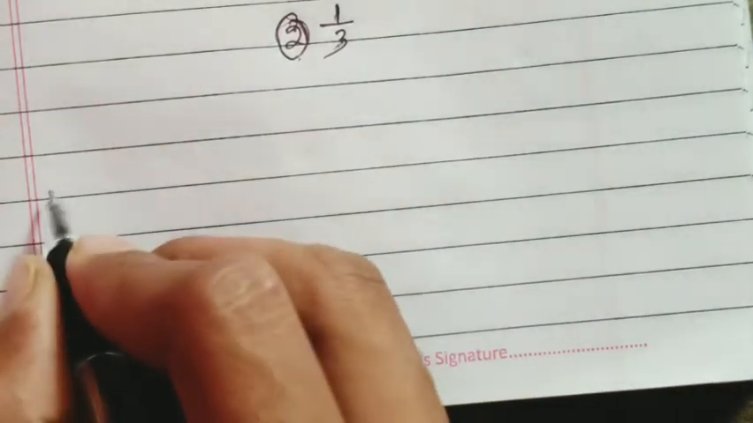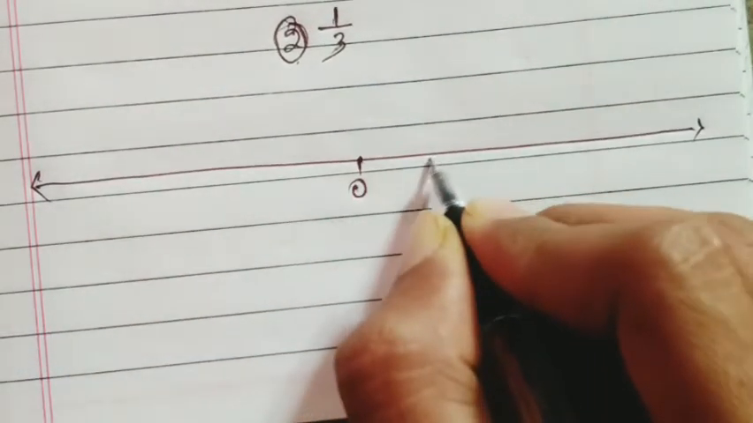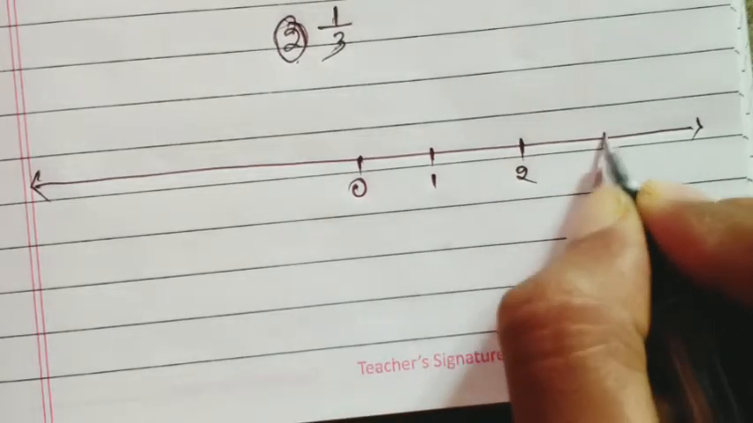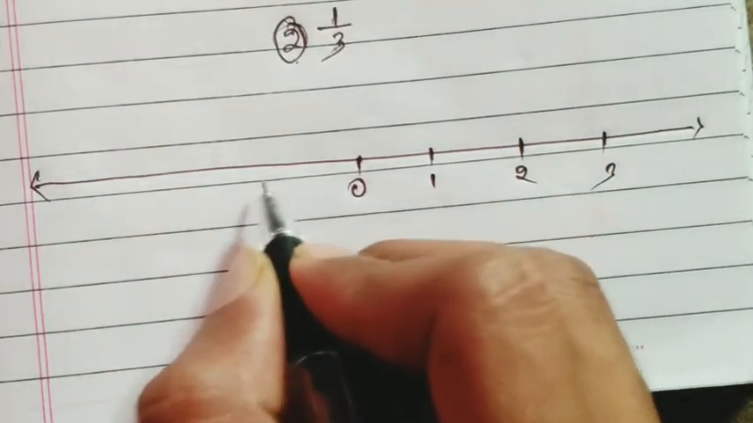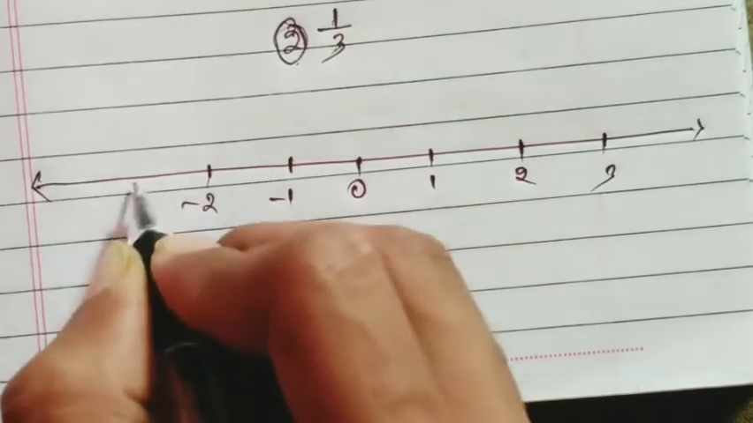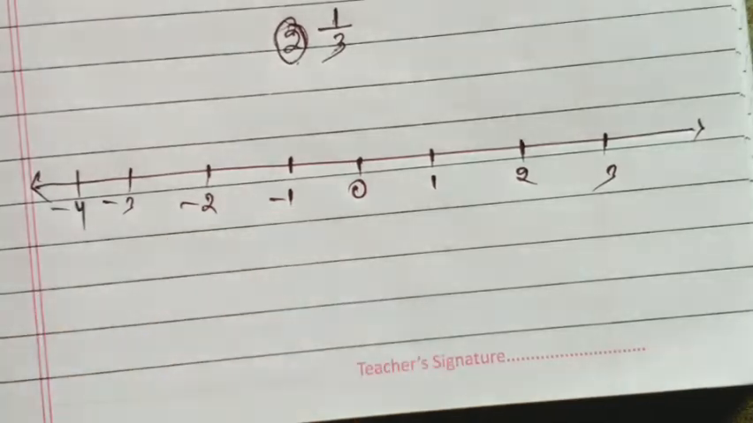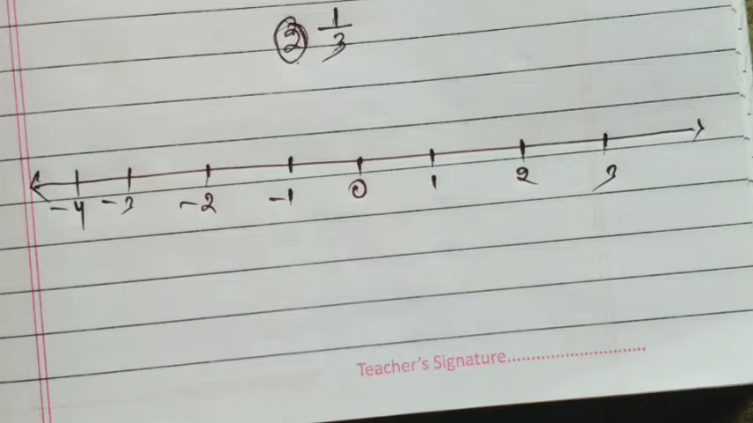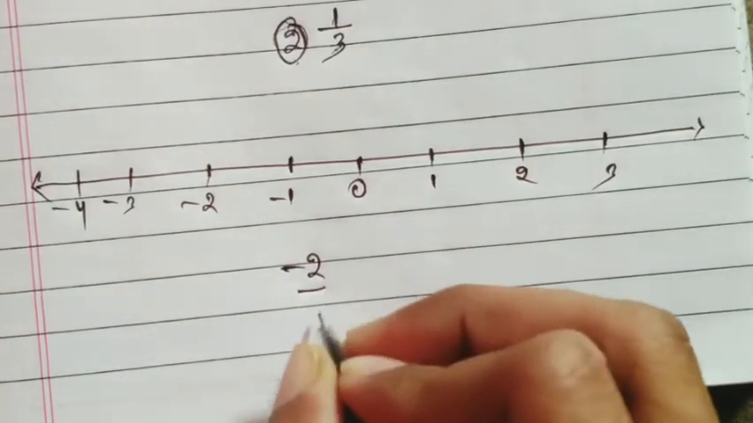Now if I plot minus 2/5, again I will draw to make you understand. 0, 1, 2, 3, minus 1, minus 2, minus 3, minus 4. We have to plot minus 2/5. It is a proper fraction, so it will lie between 0 and minus 1.